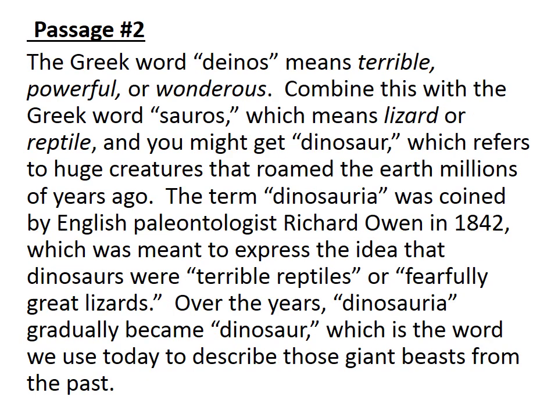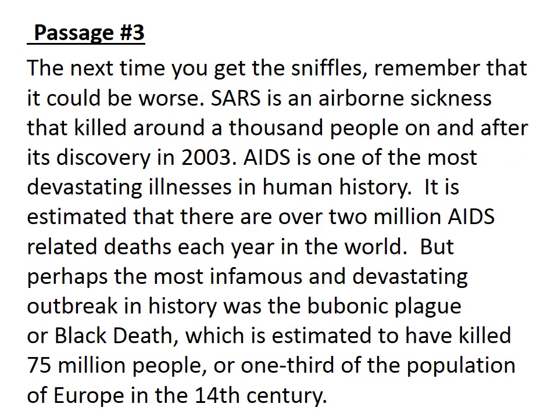Passage number 2. The Greek word dinos means terrible, powerful, or wondrous. Combine this with the Greek word sauros, which means lizard or reptile, and you might get dinosaur, which refers to huge creatures that roamed the earth millions of years ago. The term Dinosauria was coined by English paleontologist Richard Owen in 1842, which was meant to express the idea that dinosaurs were terrible reptiles or fearfully great lizards. Over the years, Dinosauria gradually became dinosaur, which is the word we use today to describe those giant beasts from the past.